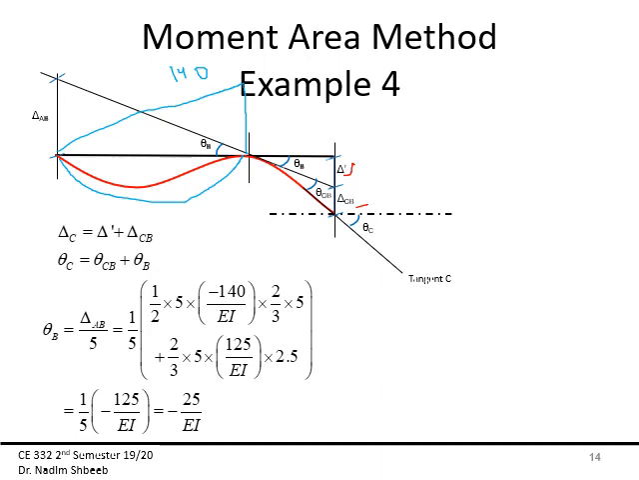So now this is again the 1/2 times 5, again use the negative value as is because this is negative, 140 over EI times 2/3 times 5 because here I'm taking the moment about point A. For this part right here, this is going to be now 2/3 times 5 times 125 because this is a positive value over EI times 2.5 because this is exactly in the middle, and this is equal to 1/5 minus, so this value is negative.